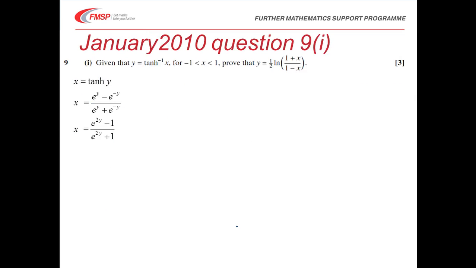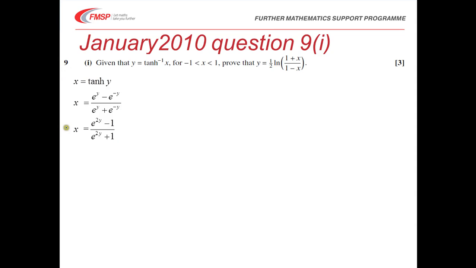So we'll look at another question. This is another question which involves some bookwork, and I just want to make sure you realise that any of these things can be asked in an exam. So given that y equals tan to the minus 1 of x, we've got to prove that y equals a half of log 1 plus x over 1 minus x.